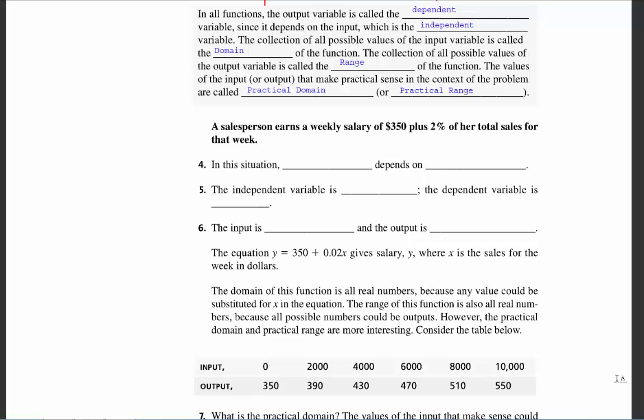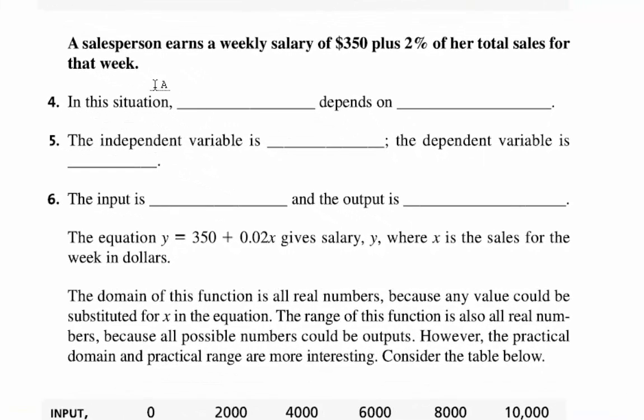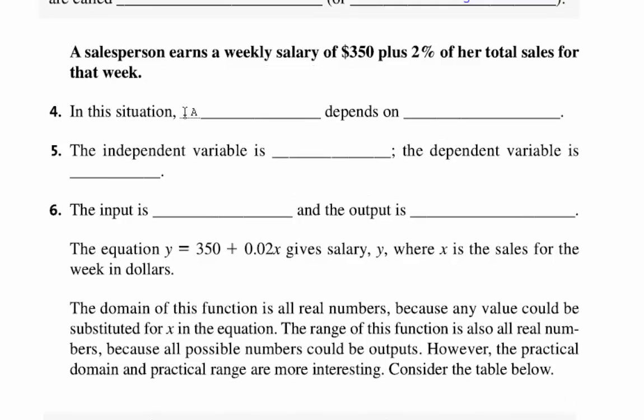So let's continue with activity 1.9 through 1.11 with problem 4. So here we have a salesperson earning a weekly salary of $350 plus 2% of her total sales for that week. So in this situation, weekly salary will depend on total sales.